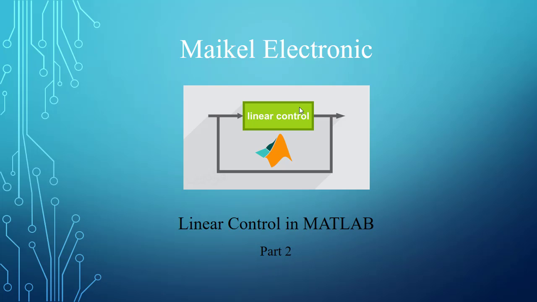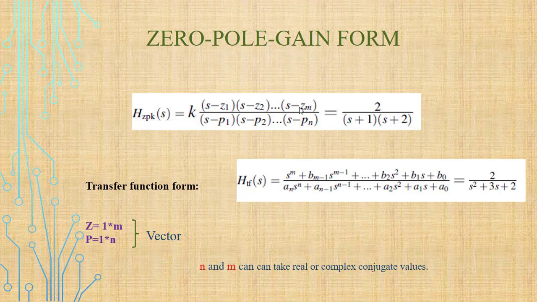Hi guys, in this section we want to learn how we can define a system with a zero-pole gain form. As we know, the zero-pole gain form of the transfer function is h = z, p, k. We have here k as a gain, z1, z2, z3 to zm as zeros of the system, and p1, p2, to pn as poles of the system.